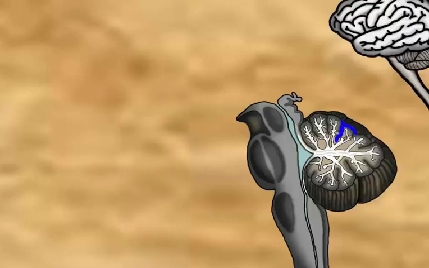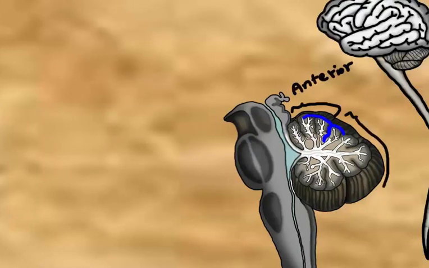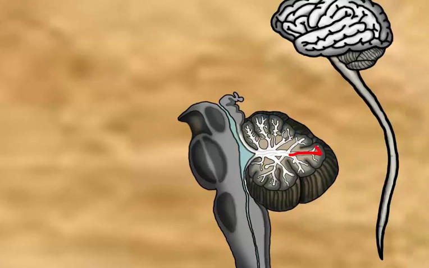The primary fissure divides the cerebellum into an anterior and posterior lobe. There is another lobe which could not be visualized from this lateral view. The cerebellum is facing the opposite direction of the brain and the body. So in an anterior view of the cerebellum, we would be looking into the back of the body, while in a posterior view, we would be facing the body.